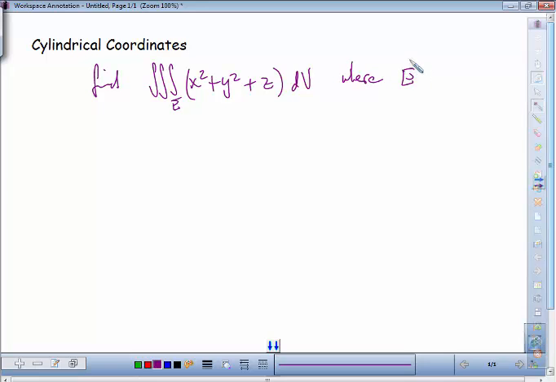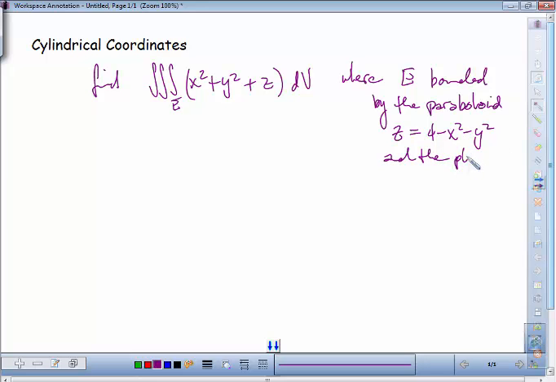where E is a solid that's bounded by, and then I'm just going to make something up, the paraboloid z is equal to, and then I'm going to put an upside down paraboloid. I'll say 4 minus x squared minus y squared, and the plane z is equal to 0. So what I want to do is try to figure out what that is and then see if I can make up boundaries for it.